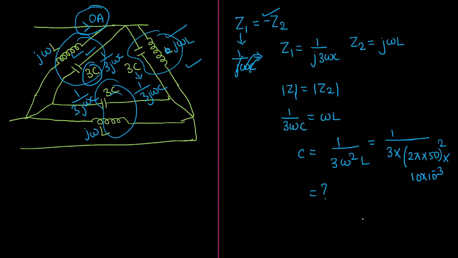If you want, let me reduce, I can do that, that's not a big deal. 2 square will be 4 into pi square into 50 square, which is 2500, into 10 into 10 power minus 3. See, 10 will be 10 power 3. 10 power 3 into 10 power minus 3 will be cancelled. So finally it will become 12 pi square. Just calculate this value. 12 pi square, if you estimate, that will give you the approximate value of the capacitor.